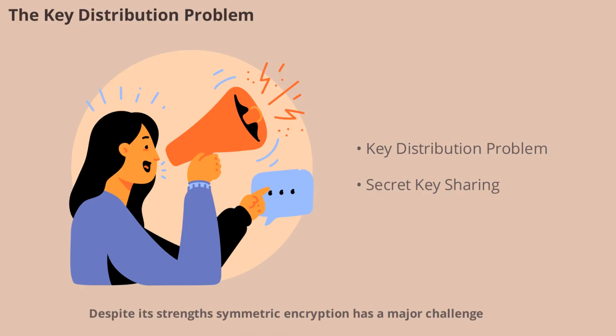Despite its strengths, symmetric encryption has a major challenge. Both parties must already know the secret key before they can communicate securely. This raises an important question. How do Alice and Bob share the key in the first place, especially over the internet? If an attacker intercepts the key during transmission, they can decrypt every message.